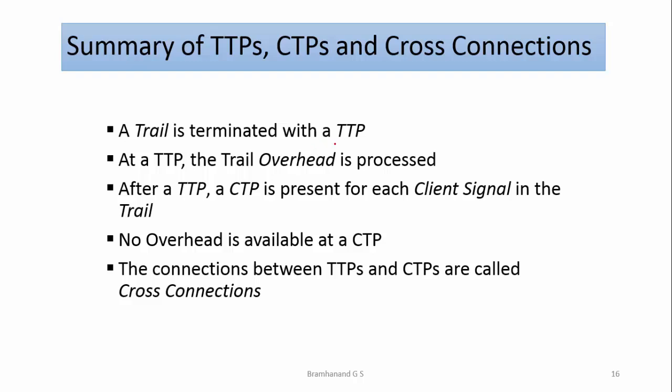A trail is terminated with a TTP. At a TTP, trail overhead is processed. After a TTP, a CTP is present for each client signal in the trail. So the client signal is present in connection termination points for each trail. No overhead is available at connection termination points. The connection between TTPs and CTPs is called a cross connection.